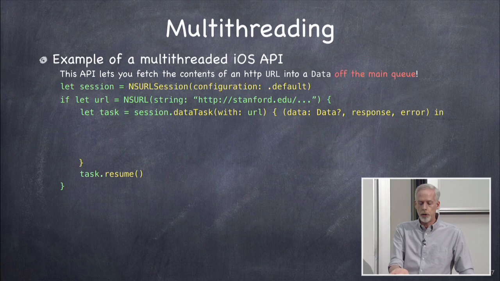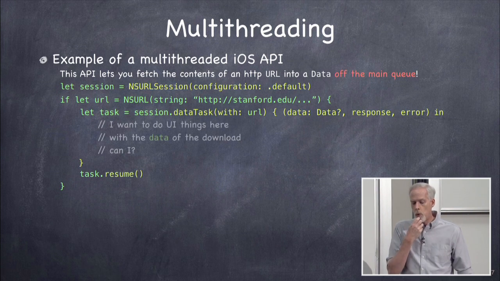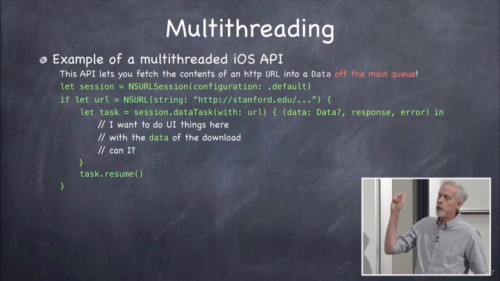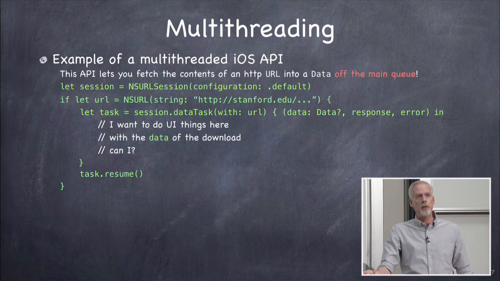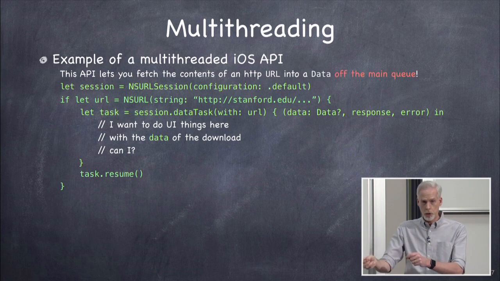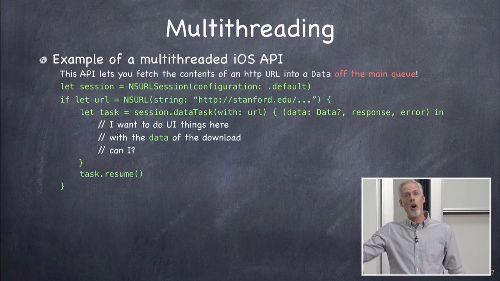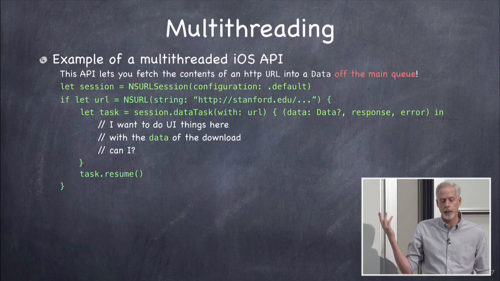So this closure is interesting because the documentation will tell you this closure does not run on the main queue. So that's a problem. Oh, and sorry, by the way, that task resume at the bottom, that's what actually causes it to go do the fetch. So the data task really doesn't do anything but create the task, and then when you say task resume, it goes off to fetch it on some other thread. It doesn't block, okay? Task resume does not block, obviously.